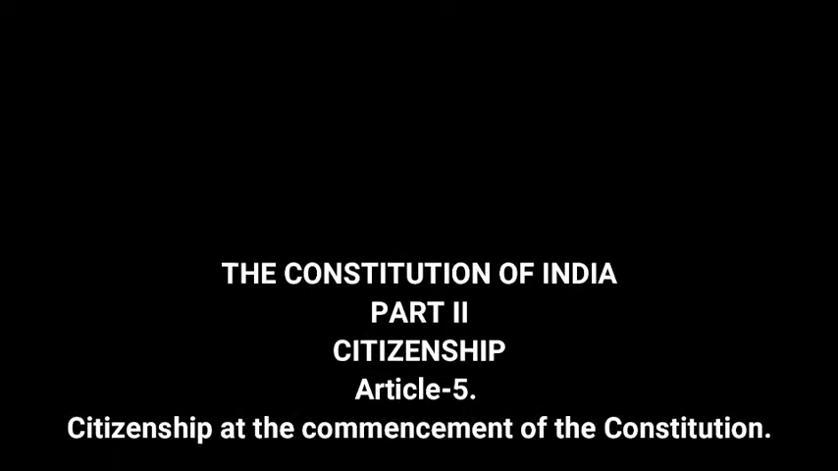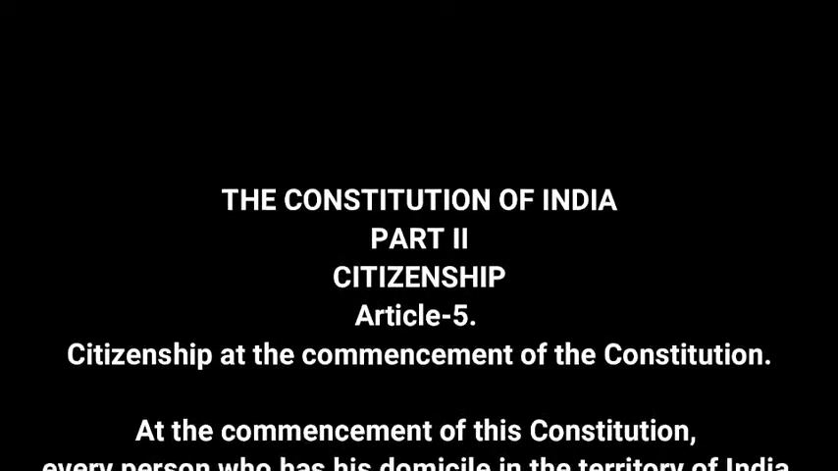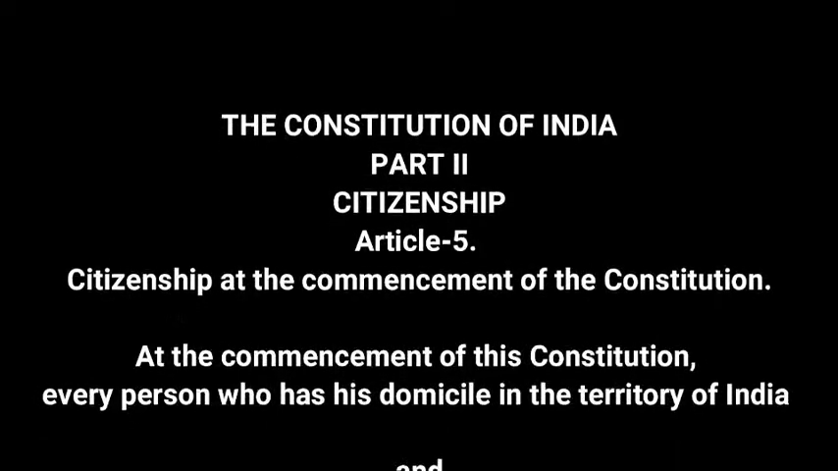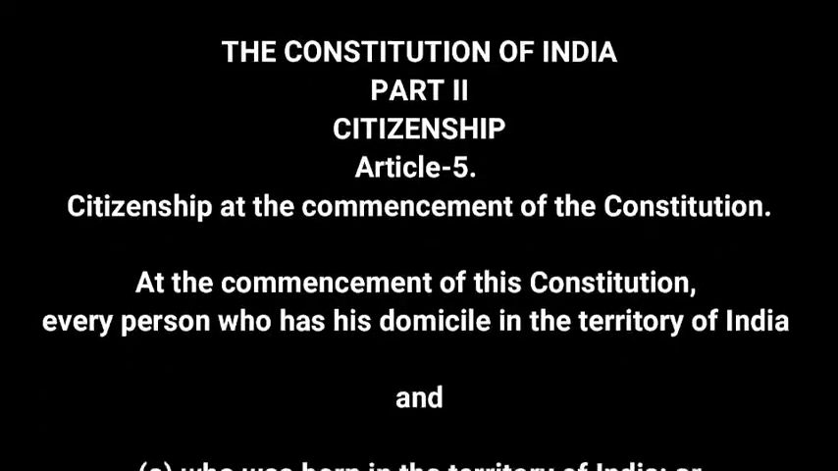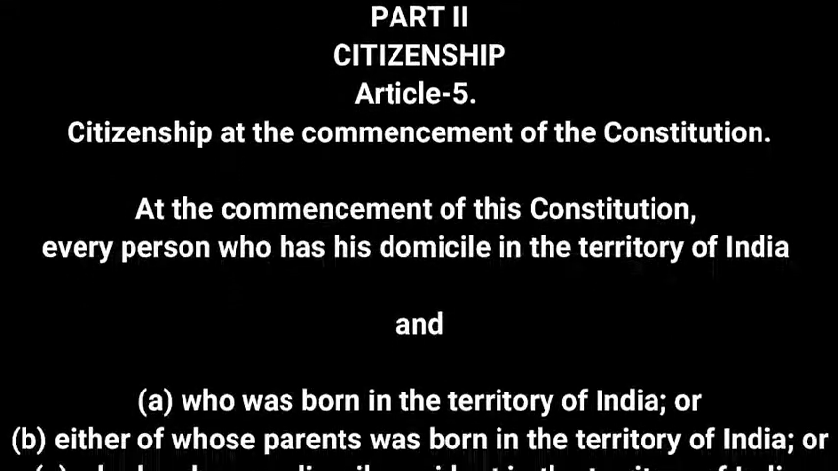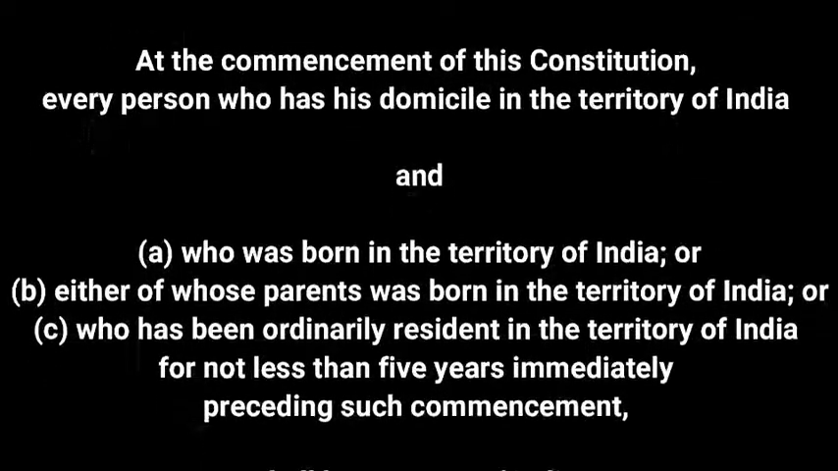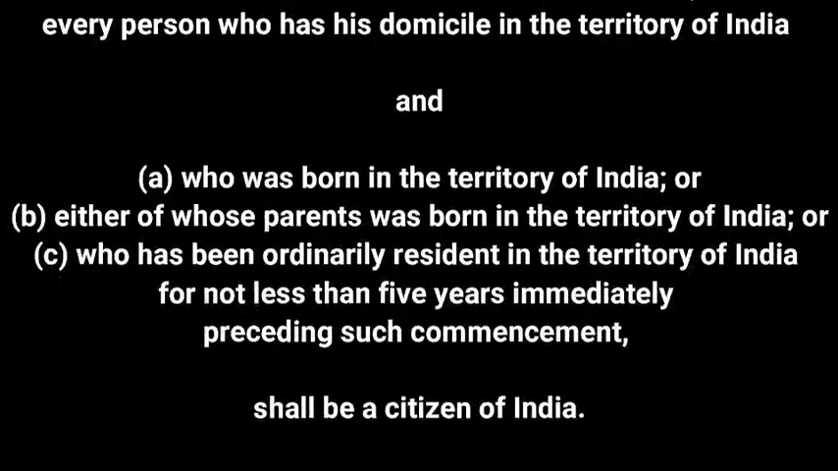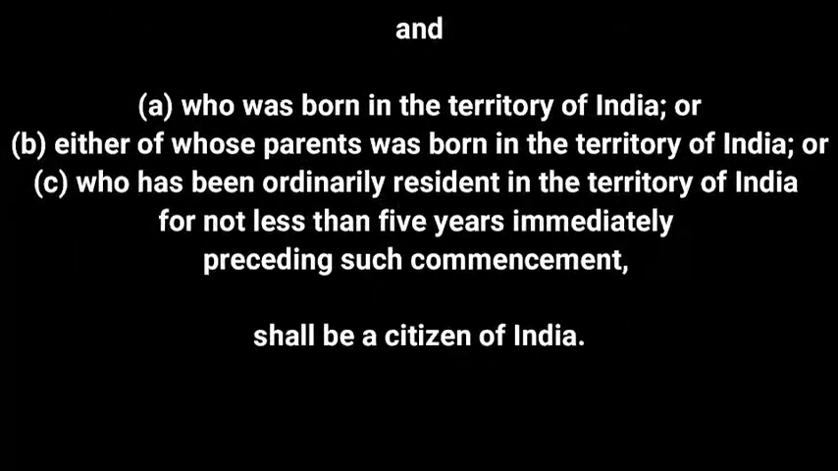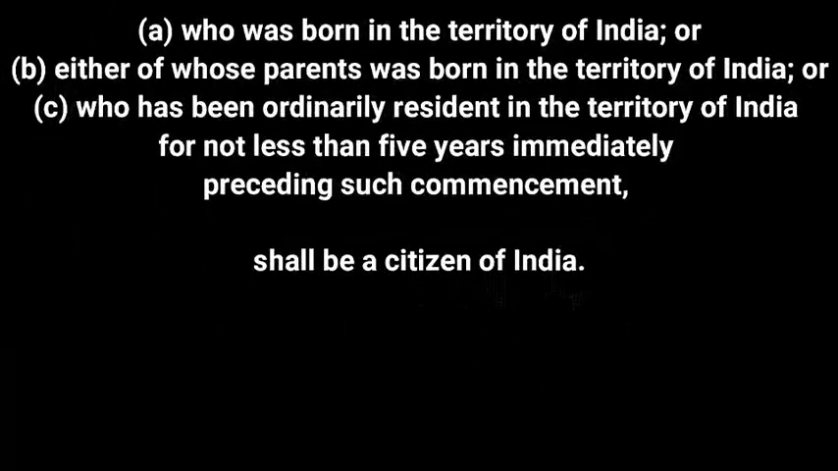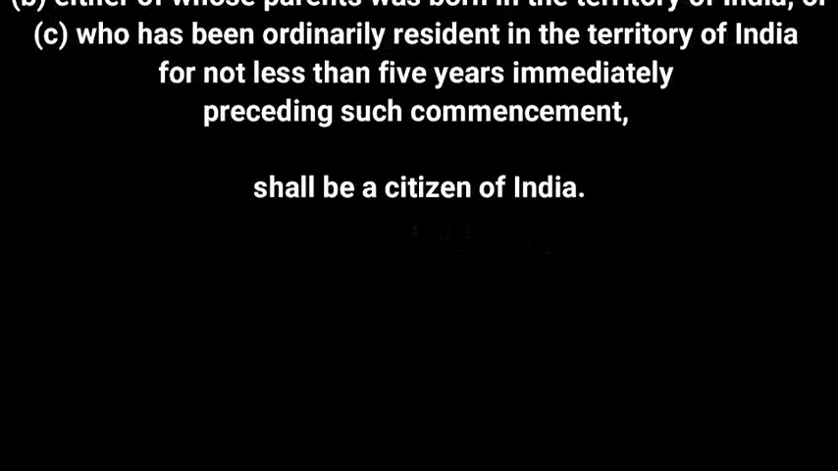Constitution of India. Part 2. Citizenship. Article 5. Citizenship at the commencement of the Constitution. At the commencement of this Constitution, every person who has his domicile in the territory of India, and who was born in the territory of India, or either of whose parents was born in the territory of India, or who has been ordinarily resident in the territory of India for not less than 5 years immediately preceding such commencement, shall be a citizen of India.